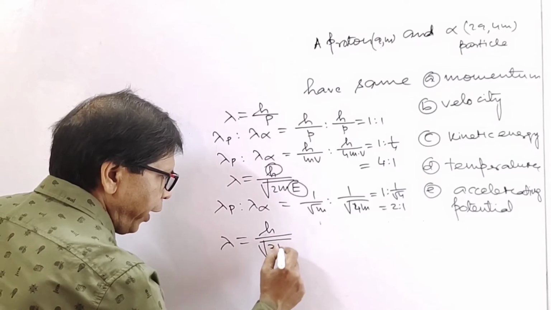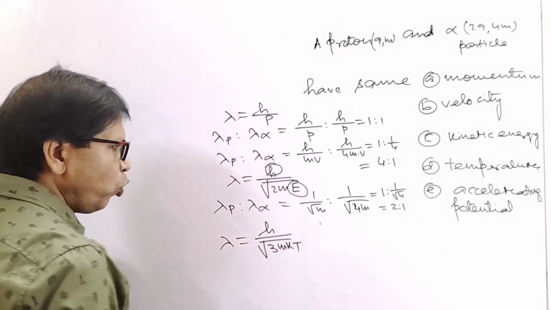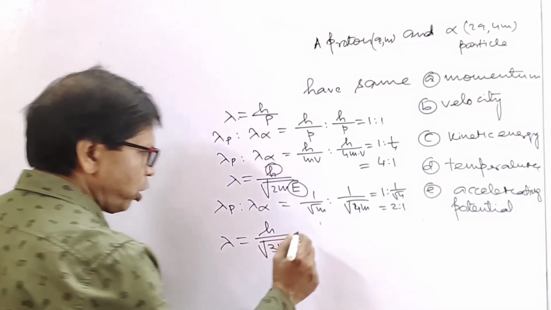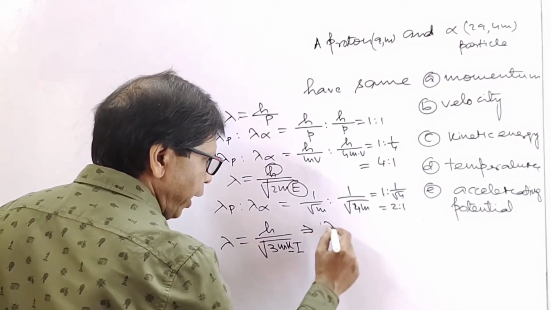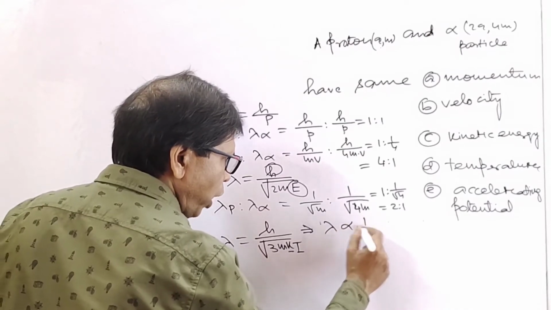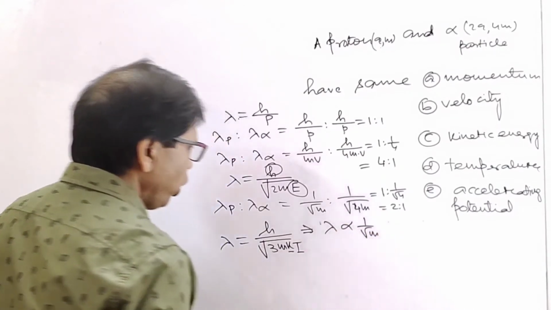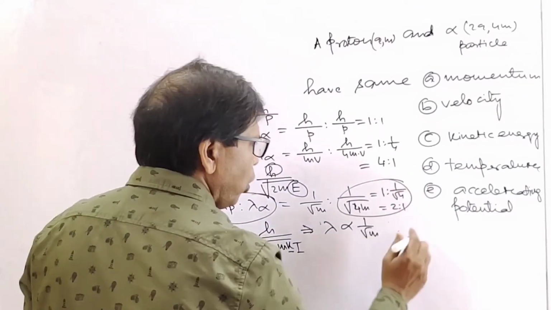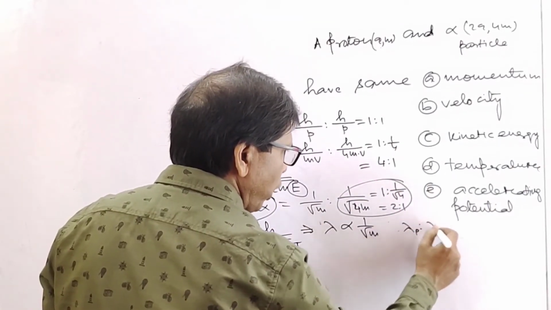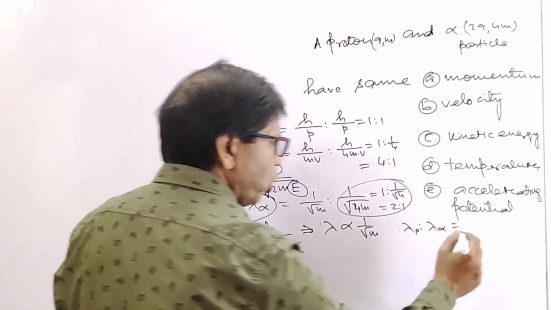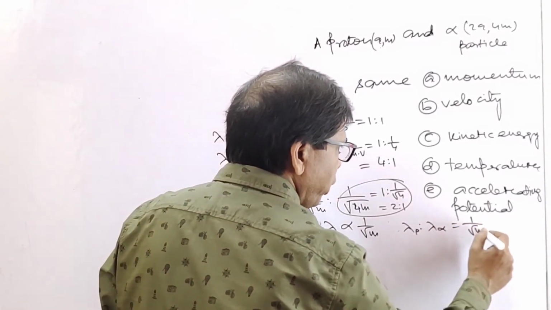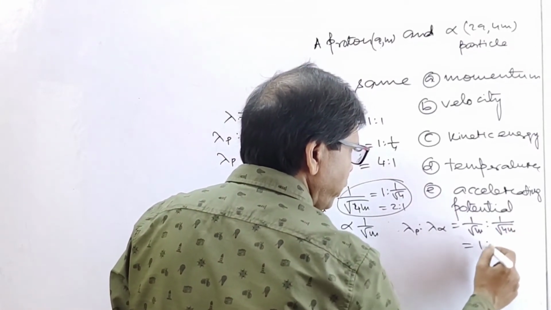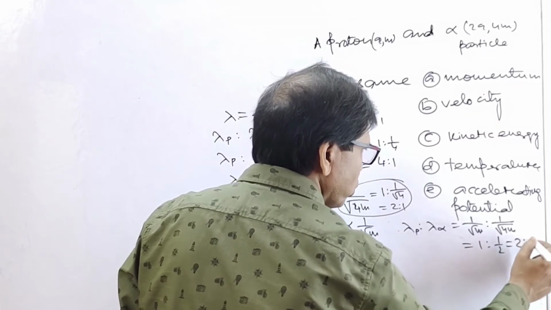Now, in terms of temperature, the de Broglie wavelength lambda is equal to h by root under 3mkT. Here we have the same temperature, so k is constant, T is constant, h is constant. So lambda is proportional to 1 by root under m. This is the same ratio as that of kinetic energy. So lambda p is to lambda alpha: 1 by root under m is to 1 by root under 4m. So this is 1 is to half, so this is 2 is to 1.